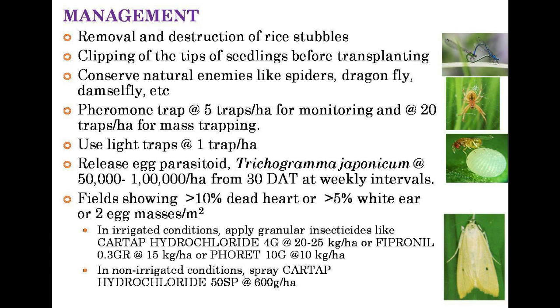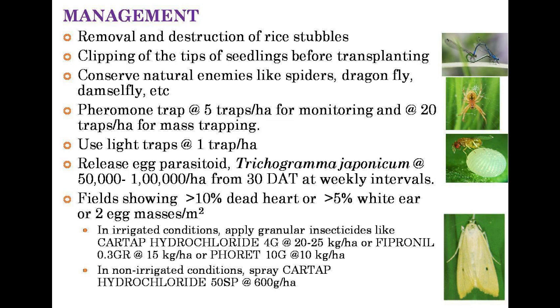And probably the most important management strategy should be release of Trichogramma japonicum, because that is a very important egg parasitoid of this yellow stem borer. So Trichogramma japonicum, if it is released at the rate of 1 lakh per hectare starting from 30 days after transplanting on a weekly basis, can check the yellow stem borer very well.